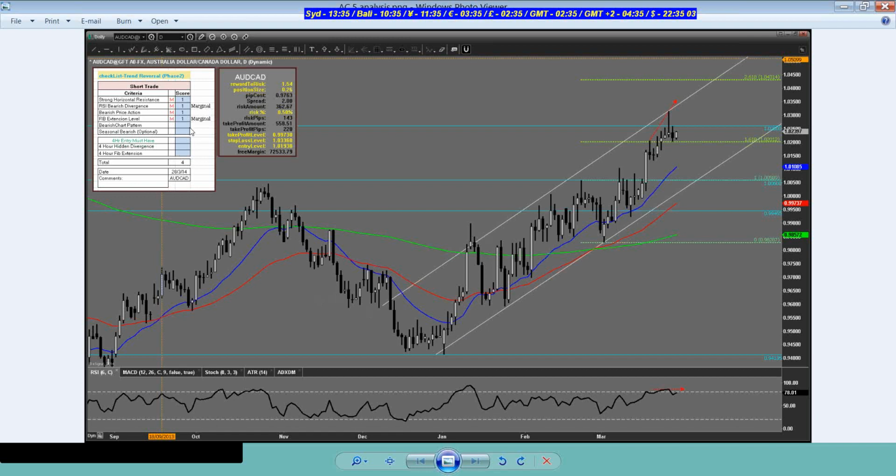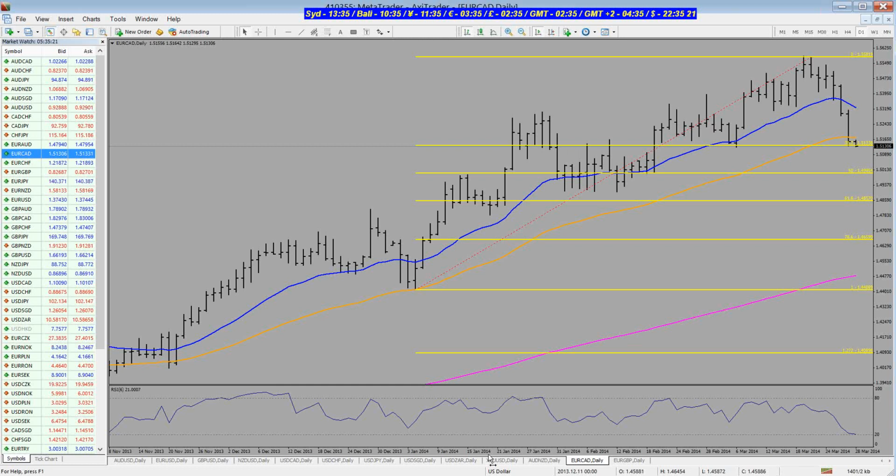Aussie CAD. You're seeing divergence there. The risk reward is certainly attractive, even if it is this trend line or the channel that you've got. But the divergence. Let's have a look.